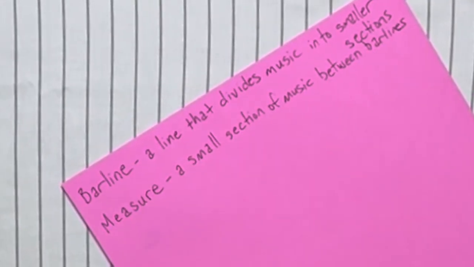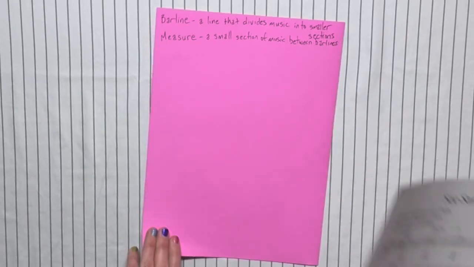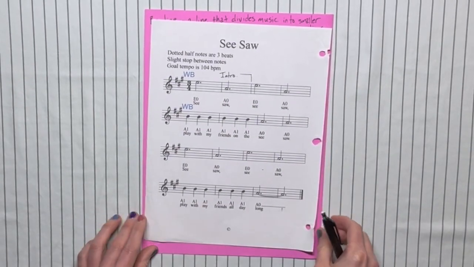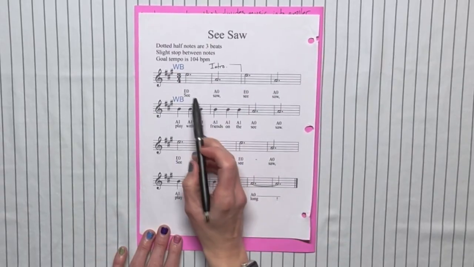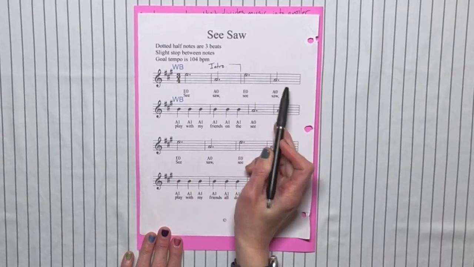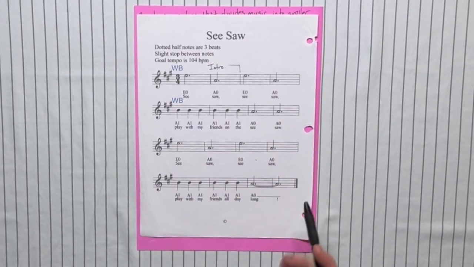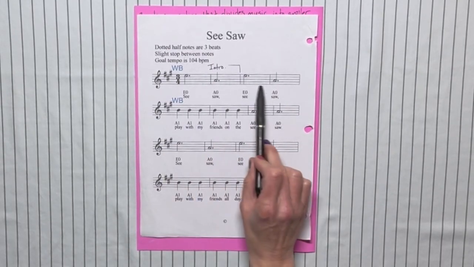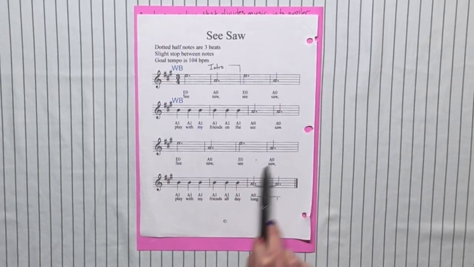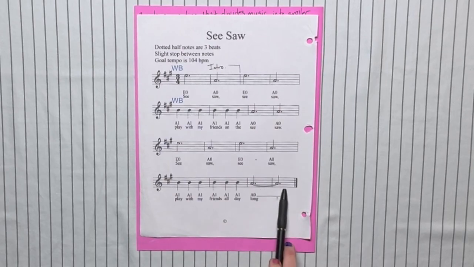Okay, so now that you've written your definition out, let's take one more look at it. So here's the piece I was showing you before. This is seesaw. So we have measure 1 and then a bar line, measure 2, bar line, measure 3. How many total measures do you see in this? 1, 2, 3, 4, 5, 6, 7, 8, 9, 10, 11, 12, 13, 14, 15, 16.